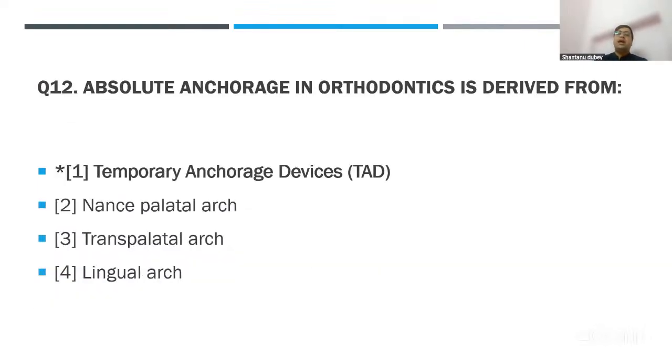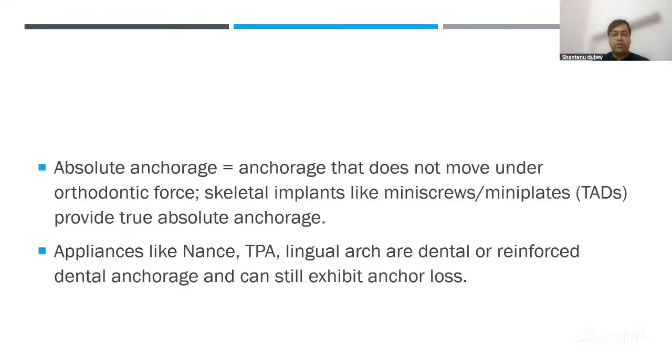Absolute anchorage in orthodontics is derived from, this is a very easy question. Nance palatal arch, transpalatal arch, lingual arch, they are all relying upon the tooth, right? And tooth can move. So this is not absolute anchorage, it can never be absolute anchorage. Absolute anchorage is always skeletal in nature. So a temporary anchorage device is screwed into the bone, and that is why they are absolute anchorage. They do not move at all unless they fail, of course.